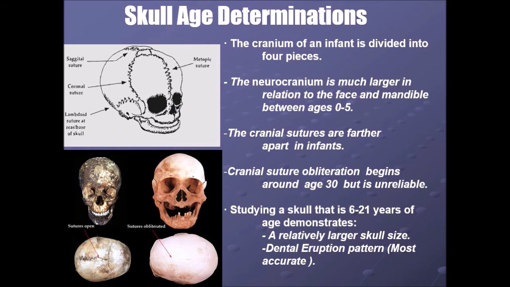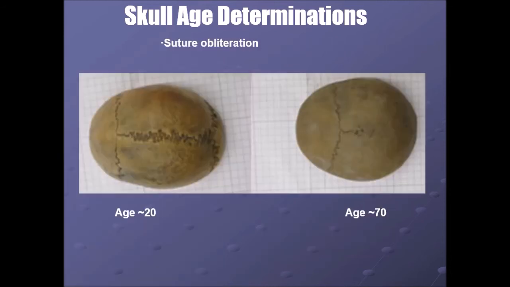It's tough to say. Studying a skull that's 6 to 21 years of age, we have a lot that we can work on, but the key is dental eruption. It's the most accurate. And the skull is usually about full grown, but the face goes through a lot of changes. So we'll talk about these things piece by piece.